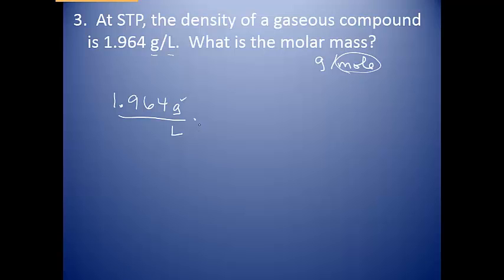Now this is just like any other problem. What you want to get rid of, in this case the liters, needs to go on the opposite side of our division bar. So we are going to put liters on the top. That way liters will cancel. And what we want needs to go on the bottom, because we want moles.